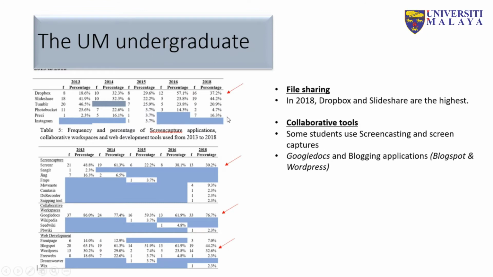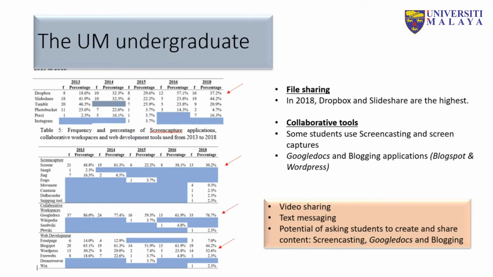File sharing. Dropbox is somewhat used, but not so many. And the collaborative tools like Screener, which is a screen capture tool, are used somewhat. But Google Docs, they are quite familiar, and things like blogging using Blogspot and WordPress, students are somewhat familiar. Now, what does this show?